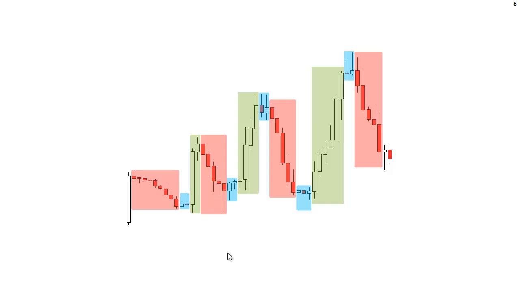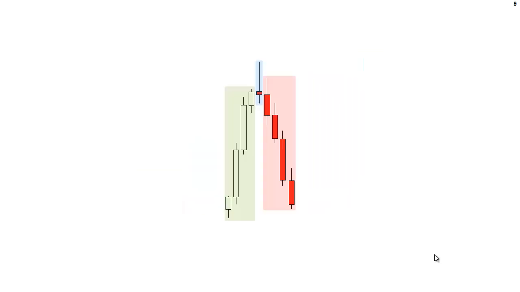So this is kind of like a perfect reversal. It's a perfect transition of power. Now, I want to explain to you step by step exactly what's going on here.